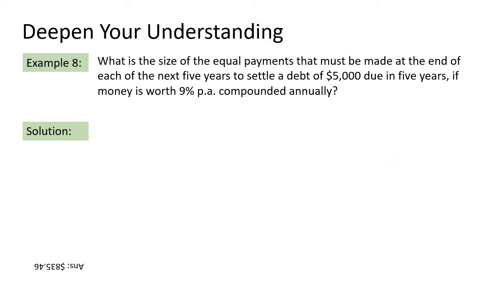our second last example for equivalent payments. What is the size of the equal payments that must be made at the end of each of the next 5 years to settle a debt of $5,000 due in 5 years, if money is worth 9% per annum compounded annually? So this is a little bit larger of a problem just because we have 5 different payments this time over that period of 5 years. Again, they're all equal though. So just like we've done in the past, that value of payment, which we've called x in the past, will be the same.